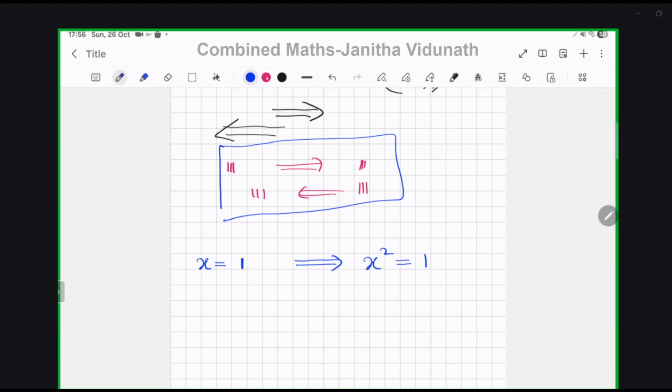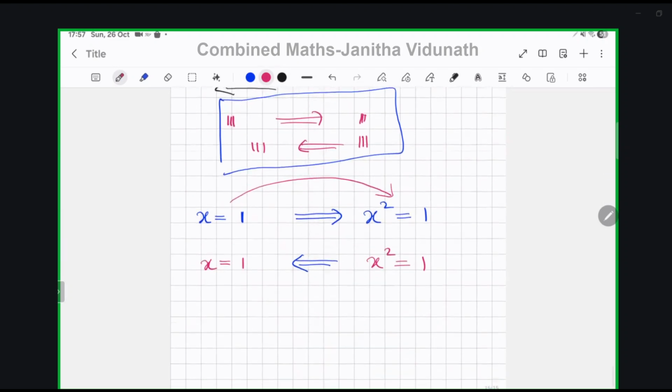Now let's consider, can we go from right hand side to left hand side? That means if x square is equal to 1, then someone can say x equal 1. Let me repeat. Now we can go from left hand side to right hand side, because if x equal 1, then we can confidently say x square is equal to 1. Now if x square is equal to 1, can we confidently say x equal 1? Let's check that.